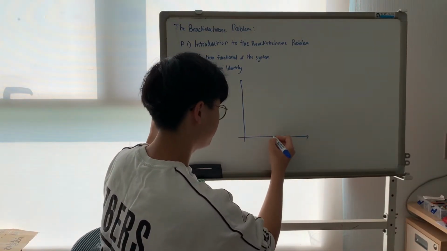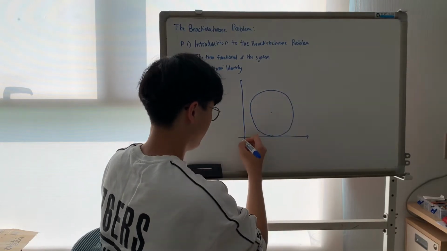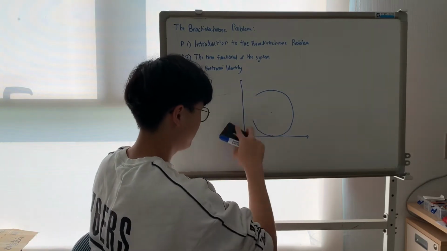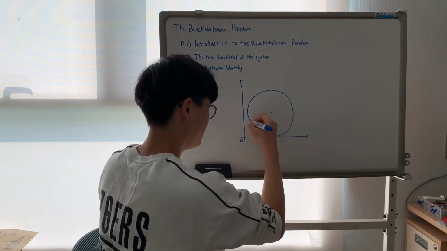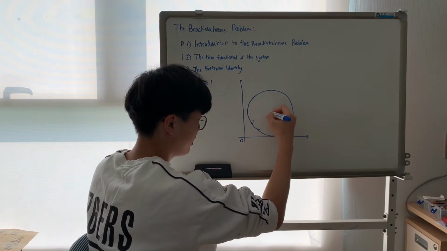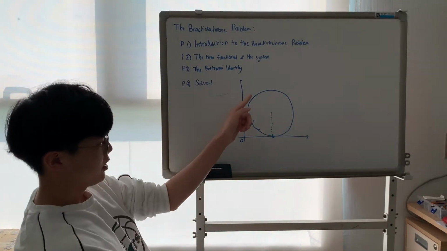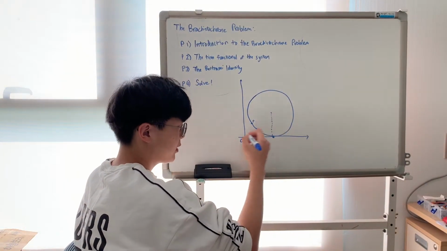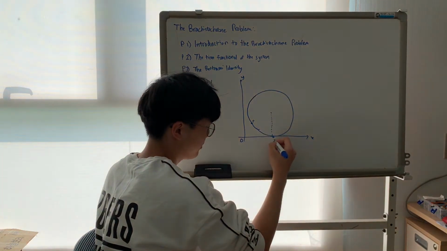We have a circle. We have the origin. We have P here. It should look something more like a circle, so yeah. We have P here. Let's say we have this point here that forms a perpendicular line with the x-axis. Let's say that is I.